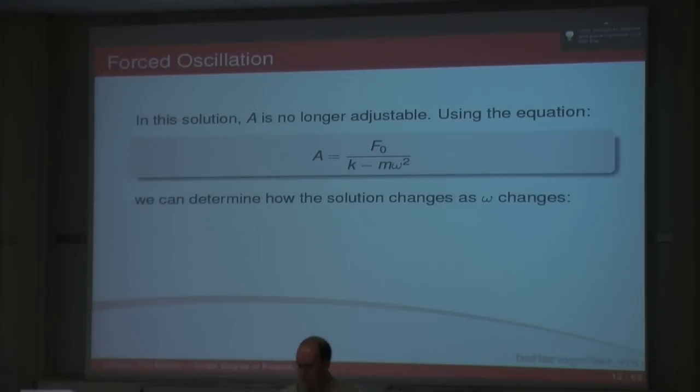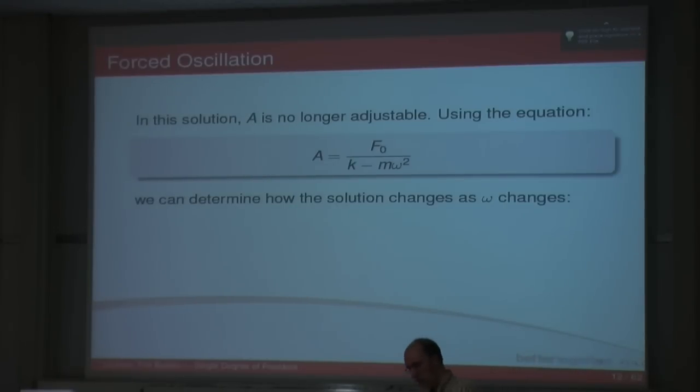What happens to A as omega changes? Well, we can either think about it, use our intuition, or we can just use the equation and try and work it out. Well, first off, let's use our intuition. At really, really low frequencies, so I'm going to drive it with a frequency of, what is it, 2 pi divided by omega, so a really, really huge period of 100 years. What's going to happen to A?